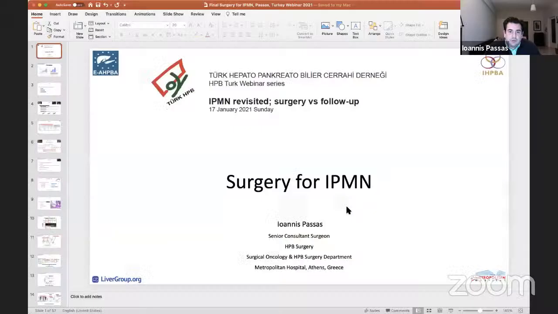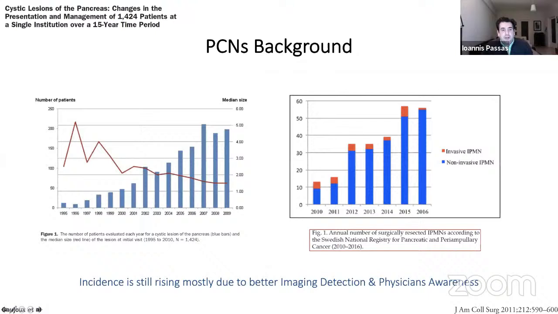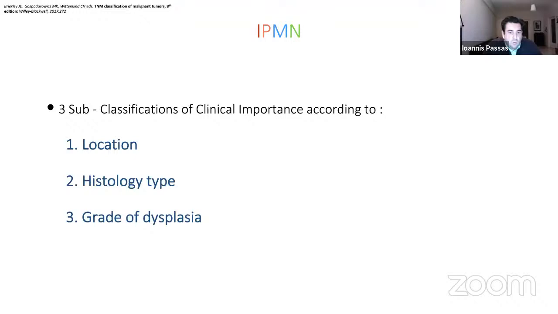Well, as Professor Choker said, I'm going to be a little bit biased for surgery regarding the IPMNs and the management. We generally use three classifications to characterize the cystic lesion that we have in front of us: the location, the histology type, and the grade of dysplasia. As for usefulness in clinical practice, the location through the imaging is the first thing that we get in touch with and start evaluating. Then the histology type and the grade of dysplasia, unfortunately, are very difficult to assess before we decide whether to resect or not. Sometimes we do, sometimes we're not so sure, and that's a very gray area.